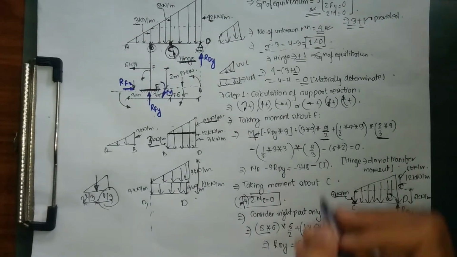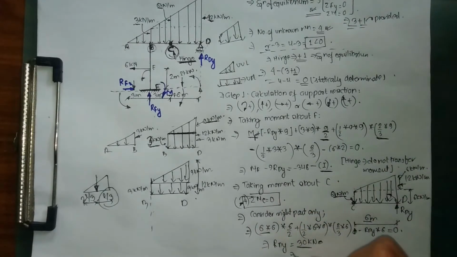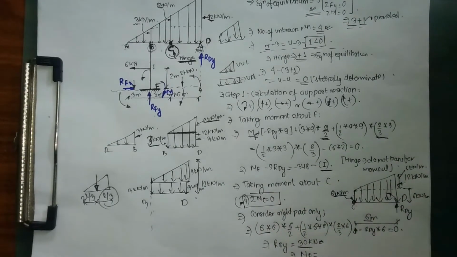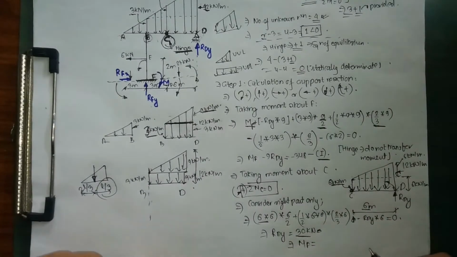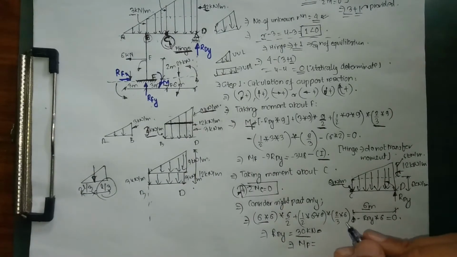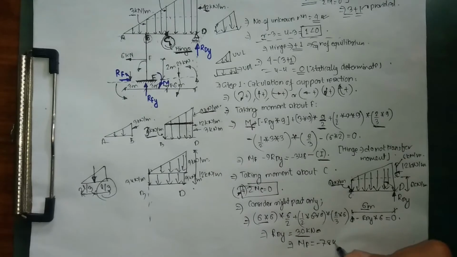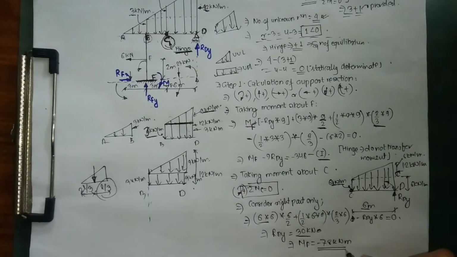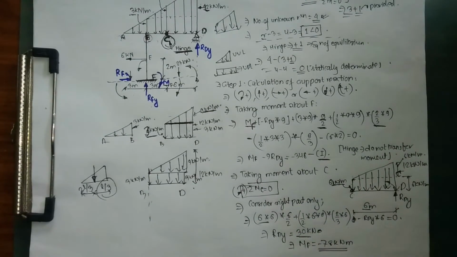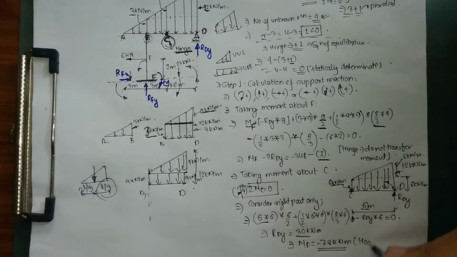And if I substitute my value of RDY in equation number 1, I'm going to get my value of MF, which is my moment about F, and my MF is simply going to be equal to minus 78 kilonewton meter. So right now I got my direction of MF as negative, which means it is going to be hogging bending moment.